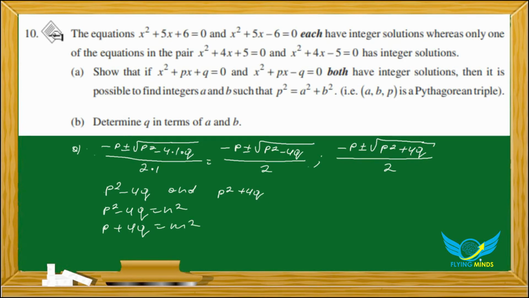Okay, so this is the condition for the solutions to be integers for this pair of equations. Next step: as I already said, we're going to add these two equations, and we get 2p² = n² + m². Looks good. Then we divide both sides by 2.